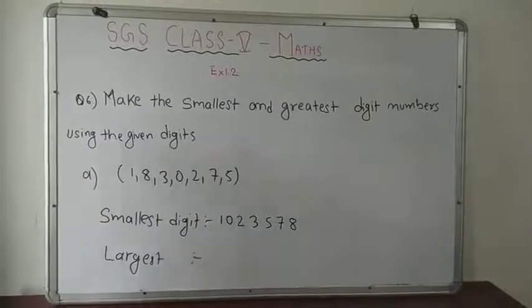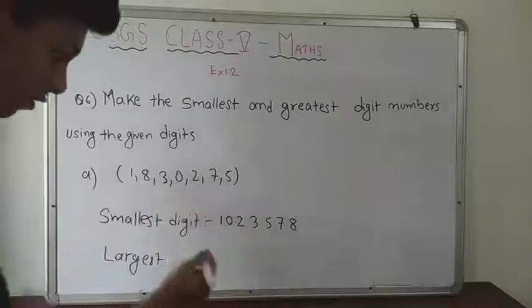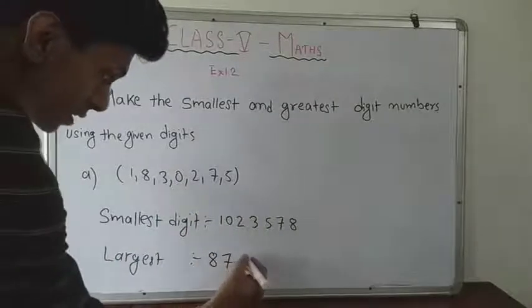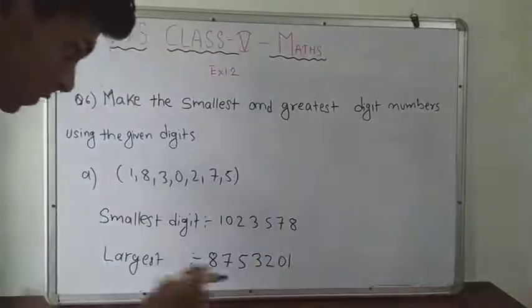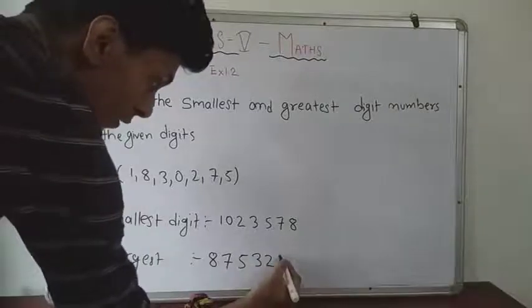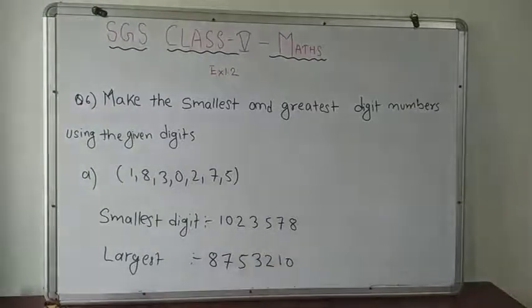And to make the largest number, we do the reverse process. You first write the largest digit, then the next largest, and so on, and you put 0 in the last, with 1 and 0 at the end, and this is the largest number. So the smallest and greatest numbers are very simple to make. In the smallest number, you always pick the smallest digit first, and after that the next larger, then larger, then larger. And in making the largest number, you pick the largest digit first, and after that the next smaller digits. This is the process to make the smallest and greatest numbers.